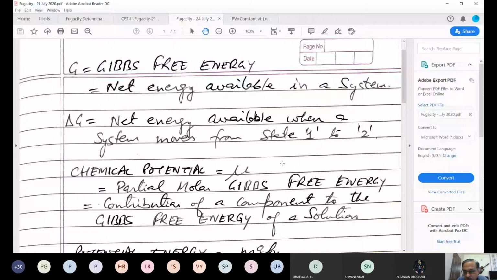Suppose you take a system and change the temperature from say 225 degrees to 300 degrees or 300 to 400. So what is the net energy available? Okay, so that is delta G.